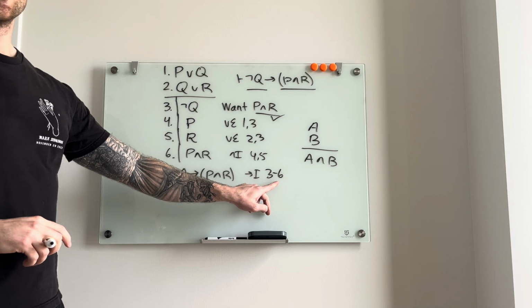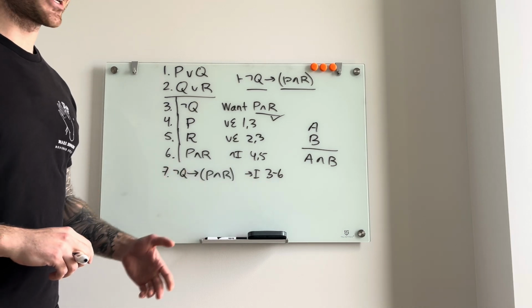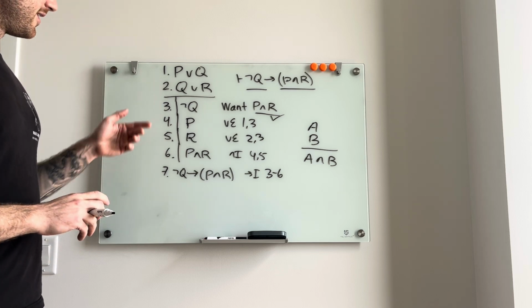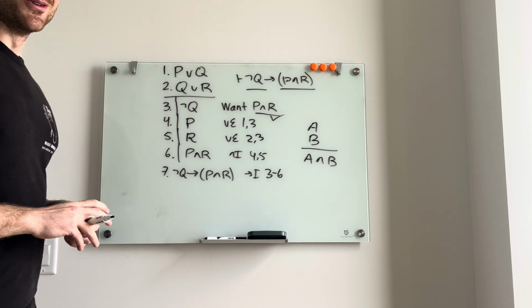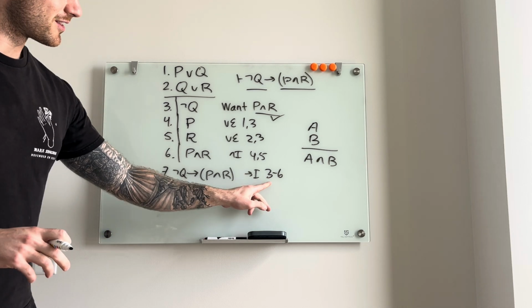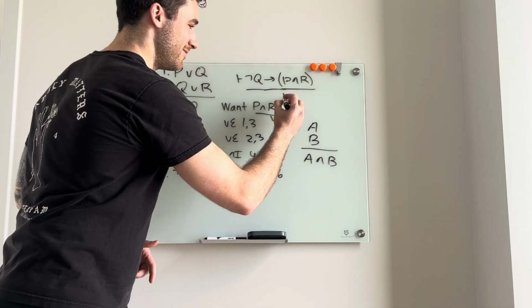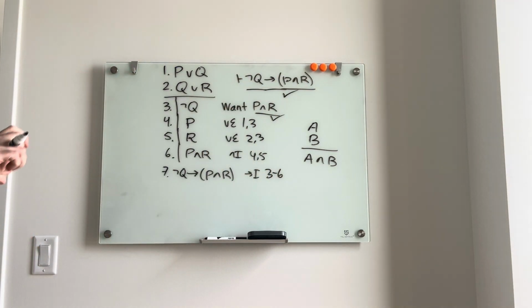Notice how I put a range of lines here. This is because I'm citing the entire subproof through here, right? This was my proof that not Q implies P and R, so you're going to cite the whole range of lines right there. And that's our result. We proved our result. Okay?